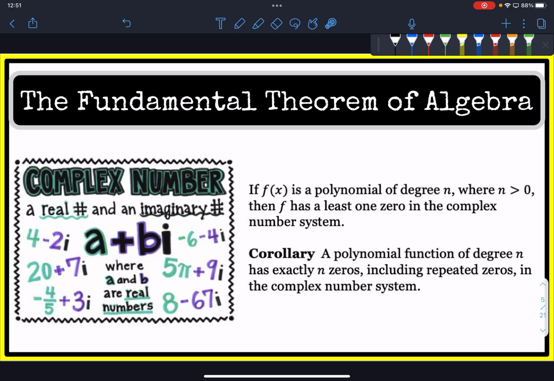Now, the corollary, which again is just a lighter version of a theorem, states that any polynomial function of degree n has to have exactly n zeros, whether they're repeated zeros or unique zeros. But they're going to have exactly n zeros in the complex number system, which again relates to this idea that it could look like this, or it could just be this part of the complex number or this part of the complex number.